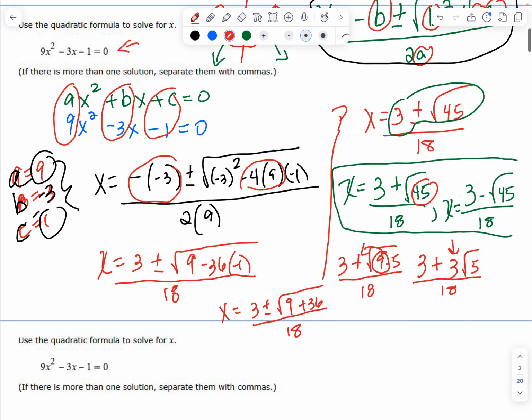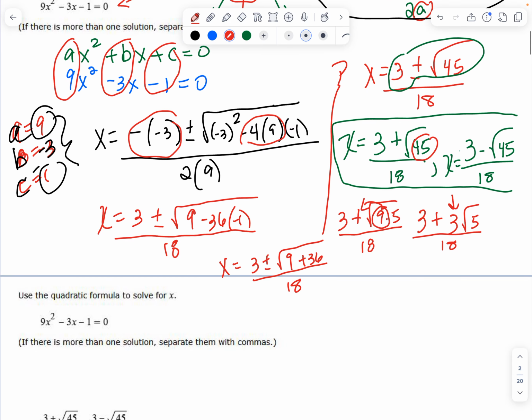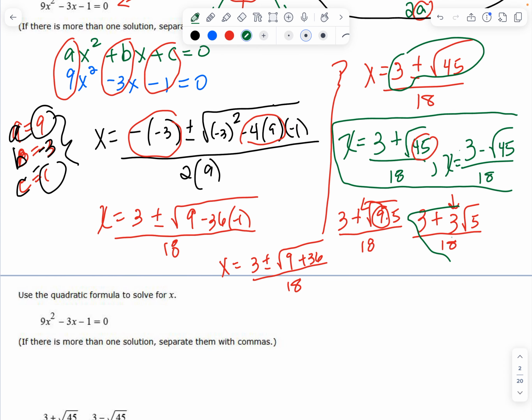And then, let's see here. I call this the love triangle, like a little crazy triangle here. But 3 goes into itself once, 3 goes into itself once, and 3 goes into 18 6 times. So you could write this as 1 plus the square root of 5 over 6, comma, 1 minus the square root of 5 over top of 6.